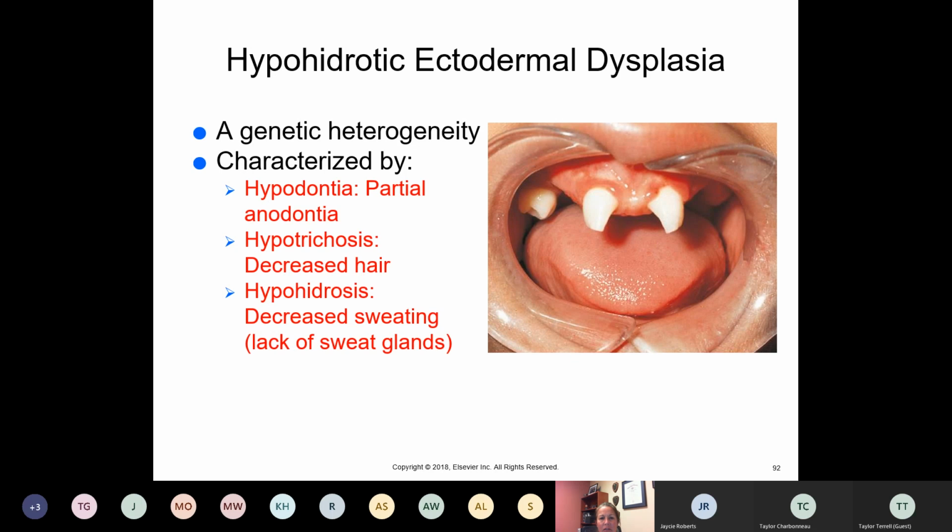Hypotrichosis is these patients have a decrease in hair formation. And hydrosis is a decreased ability to sweat. They have a lack of sweat glands. These patients have a difficult time living in a really warm climate because they don't have the sweat glands that can cool our bodies. So many of these patients have to live in kind of a more mild area so that they don't overheat.